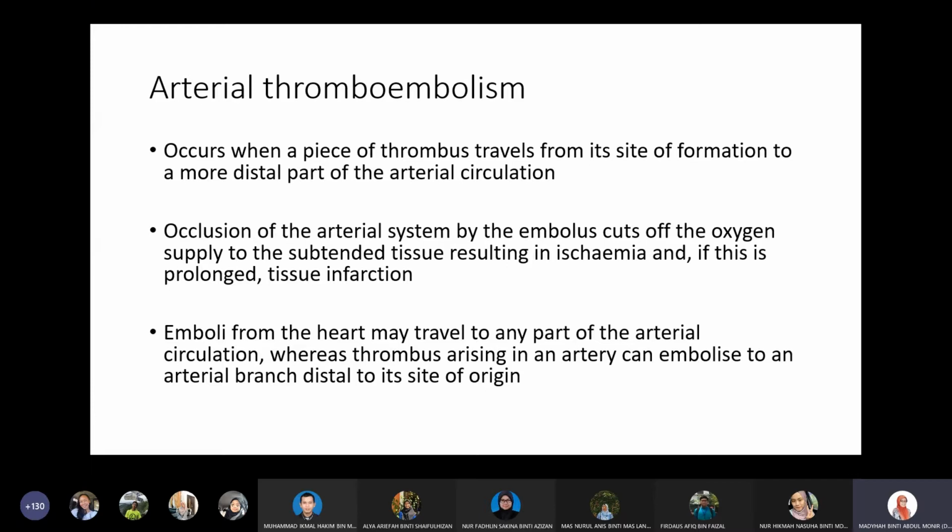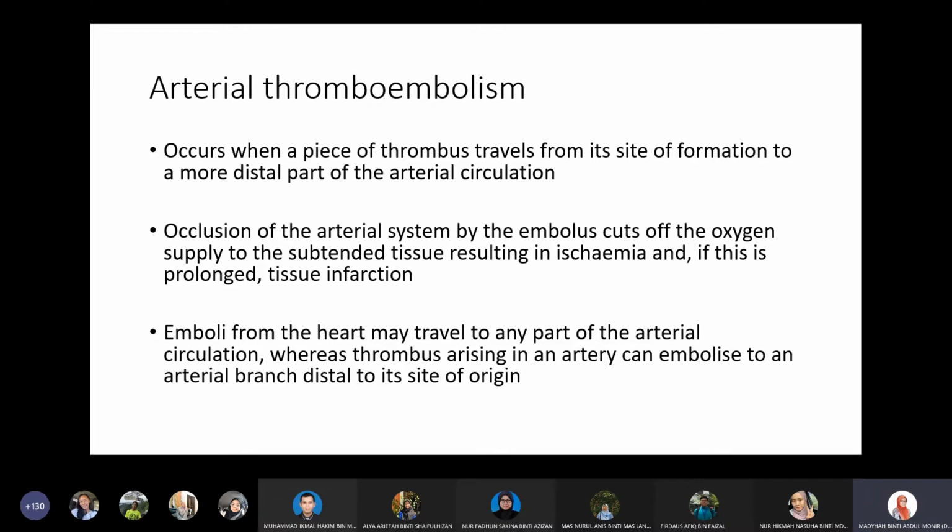So when there is occlusion of the arterial system, when a thrombus detaches and goes to another place, we call it an embolus. It will cut off the oxygen supply to the intended tissue. When there is reduced oxygen supply, the tissue will develop ischemia. And if the ischemia is prolonged, depending on several factors, you will have tissue infarction. You already had this lecture in the general module, so you can refer to that also.